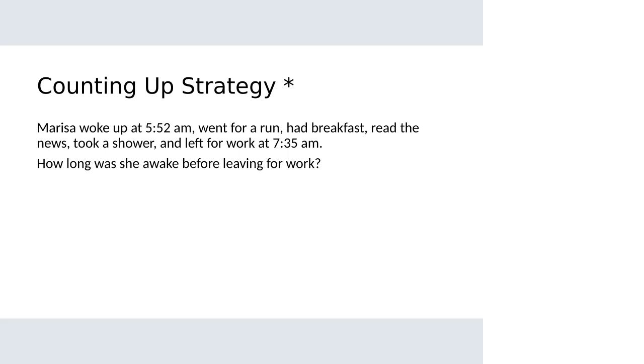Our book will reference something called the counting up strategy. It's sort of the way you would instinctively solve a question like this. I'm just going to let you solve it, and then we'll talk through it and see how it went. Marissa woke up at 5:52 a.m., went for a run, had breakfast, read the news, took a shower, and left for work at 7:35 a.m. How long was she awake before leaving for work? I'll make a poll for this, and I'll let you try it.